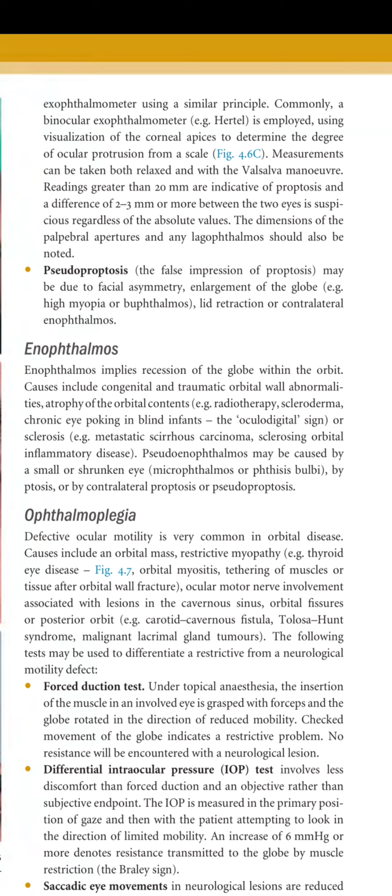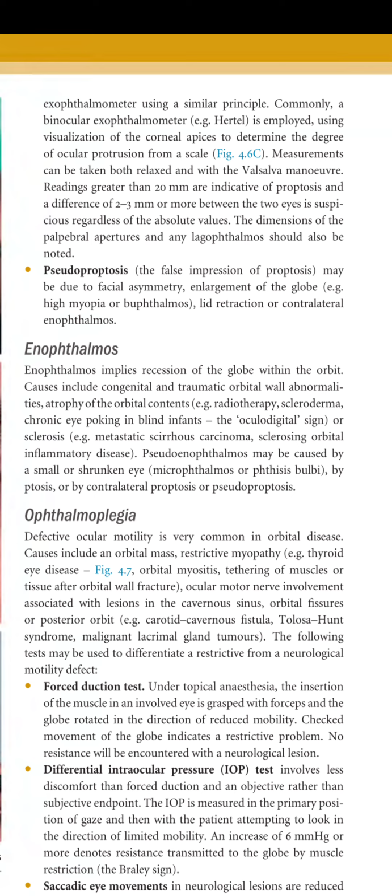Pseudoproptosis. So pseudoproptosis is a term like pseudoptosis, in which there is no actual proptosis, but due to another eye condition or pathology, the normal eye looks proptosed. For example, if the other eye has some kind of anophthalmos or ptosis, then the normal eye looks like it has pseudoproptosis.